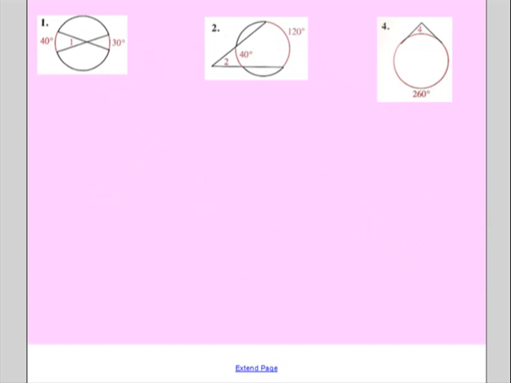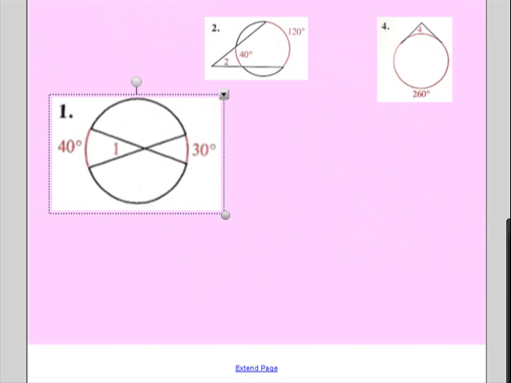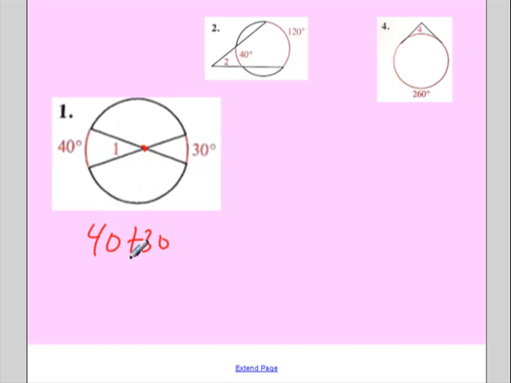So let's look at a couple examples of how this would apply. So this first example, you see we've got the vertex, just focus on the vertex. The vertex is inside the circle, but not the center. So that angle is going to be half the sum. So add them up and divide by 2. 40 plus 30 divided by 2. 40 plus 30 is 70 divided by 2. So that angle is going to be 35 degrees.